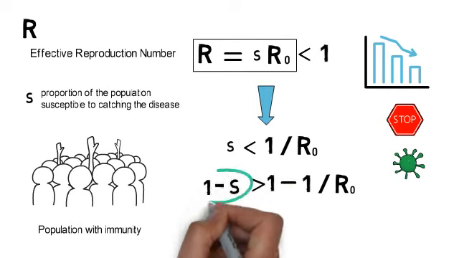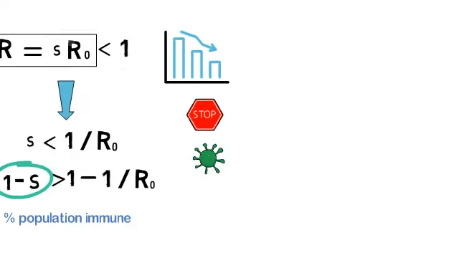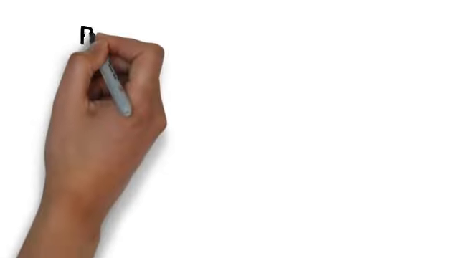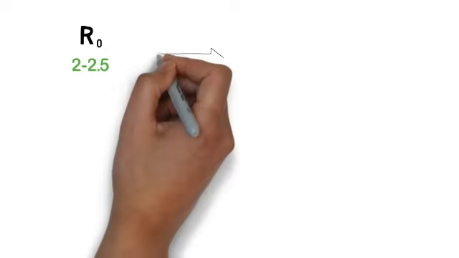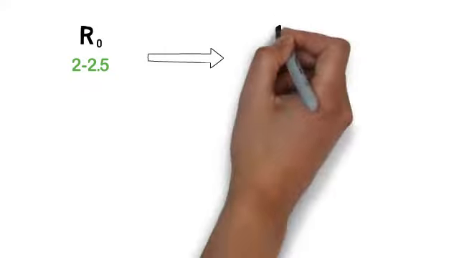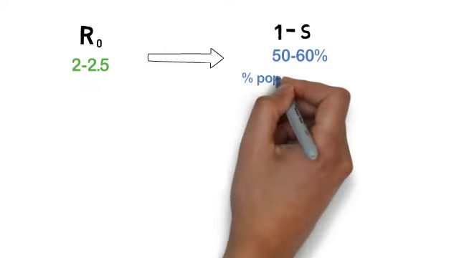Here, 1 minus S is the proportion of the population that is immune to the disease. Therefore, to achieve herd immunity, we need to make sure that at least a proportion of 1 minus 1 over R0 of the population is immune. For COVID-19, R0 is between 2 and 2.5, and we plug this into the formula. 1 minus S should be between 50 and 60%, which means we need 50 to 60% of the population immune.